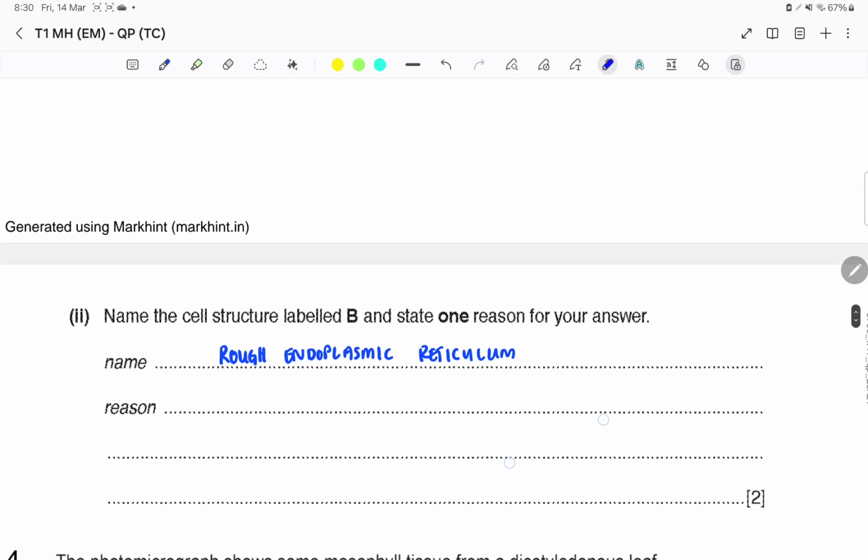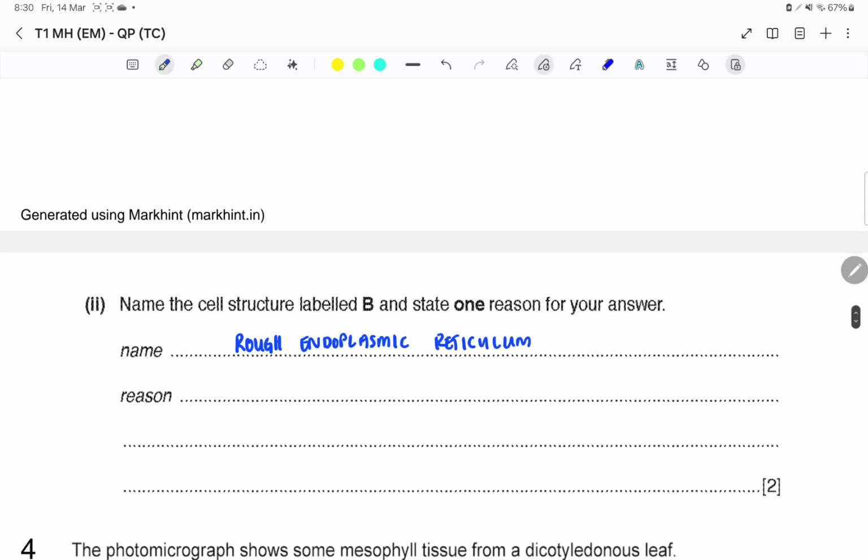The reason why you name it or you identify them as the rough endoplasmic reticulum is because there are ribosomes on its membrane.